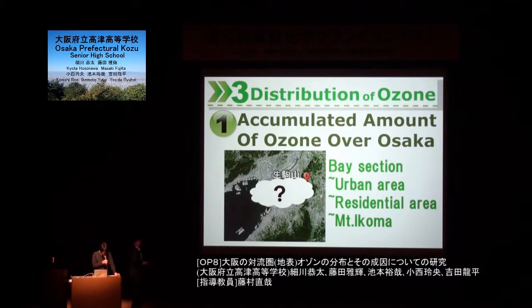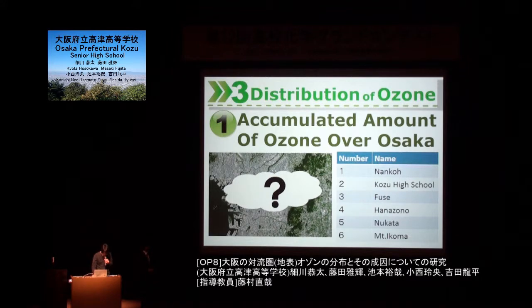We decided to examine the distribution of ozone over Osaka by measuring the accumulated amount of ozone in locations from the Bay section, urban area, residential area, and finally Mount Ikoma itself. The 6 locations we chose are indicated on the map.